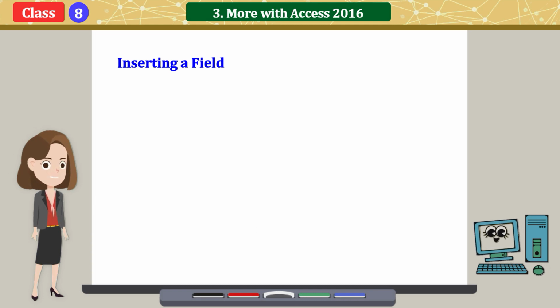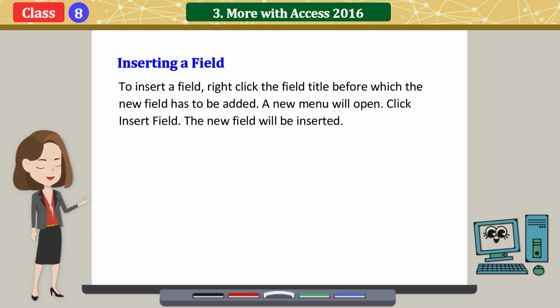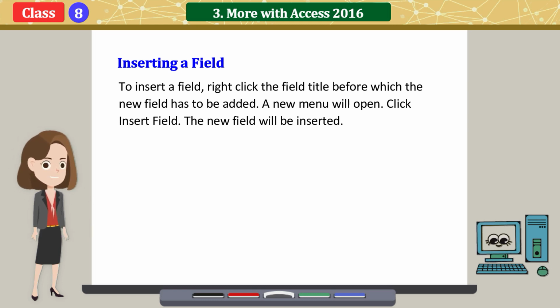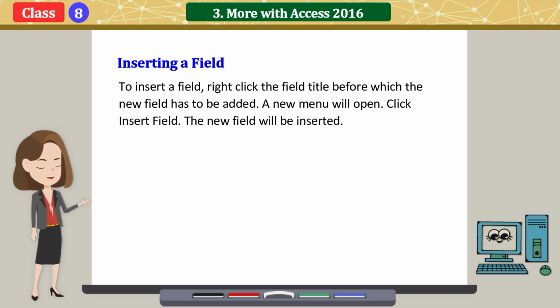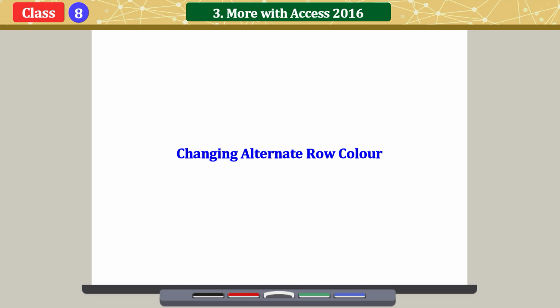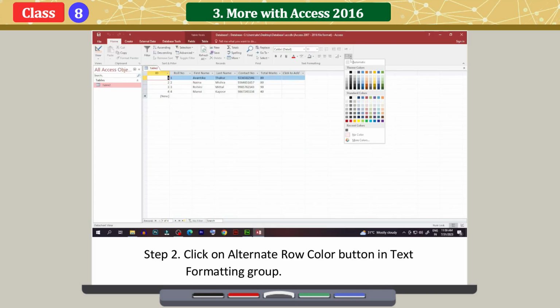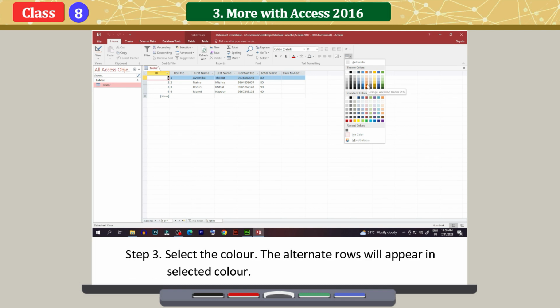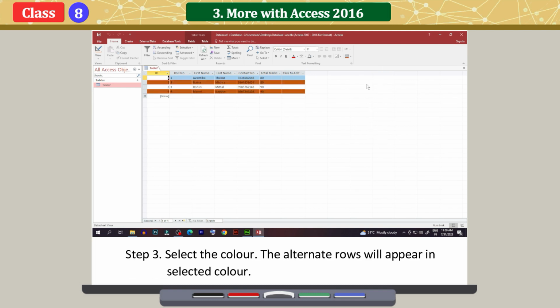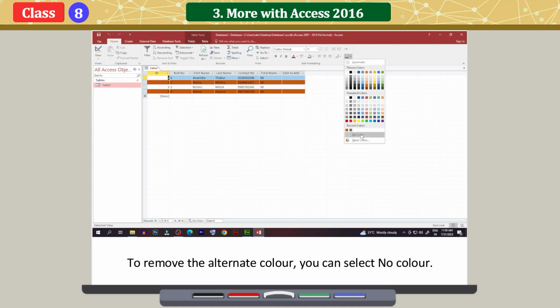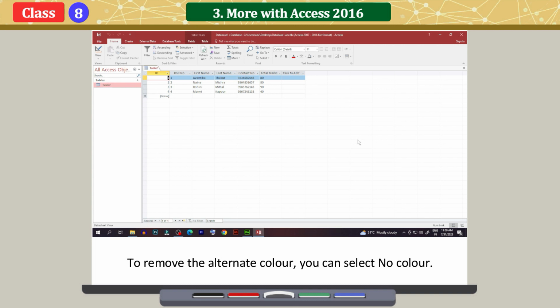Inserting a field. To insert a field, right-click the field title before which the new field has to be added. A new menu will open. Click Insert Field. The new field will be inserted. Changing alternate row color. Click the Home tab. Click on the Alternate Row Color button in the Text Formatting group. Select the color. The alternate rows will appear in the selected color. To remove the alternate color, you can select No Color.